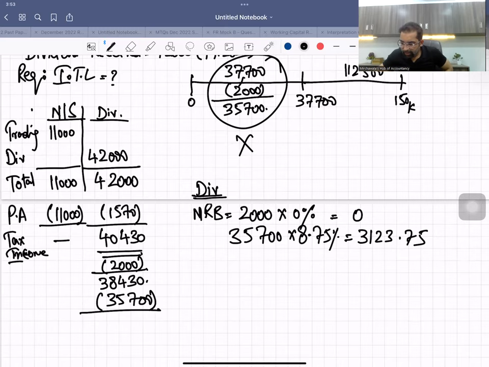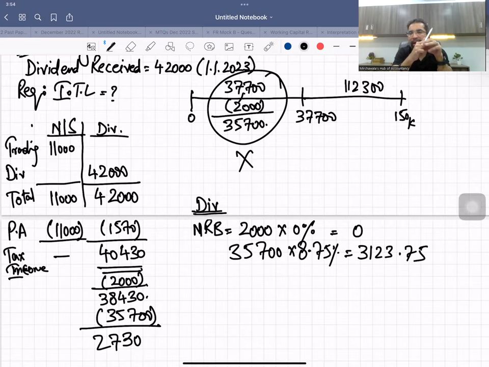So out of this 38,430 minus 35,700, now how much additional income is left? Only 2,730 income is left. So obviously, as the first band is totally consumed, now you will go for the second band.